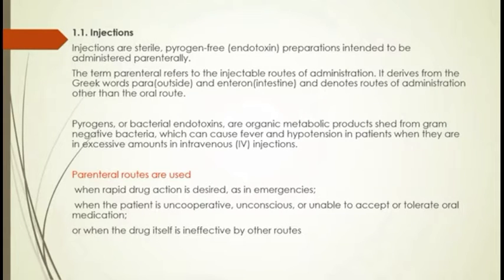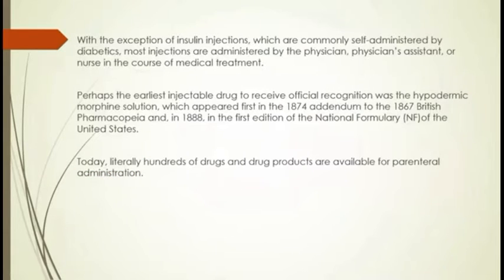So next we see the routes of administration of the parenterals. In the parenterals there are 10 routes of administration. The first route is intradermal, next one is subcutaneous route, then intramuscular route, meaning into muscles. Intradermal route means in the skin, subcutaneous route means beneath the skin, and intravenous route means the injection is given through the veins. Intraarterial means the injection is given by the route of artery.